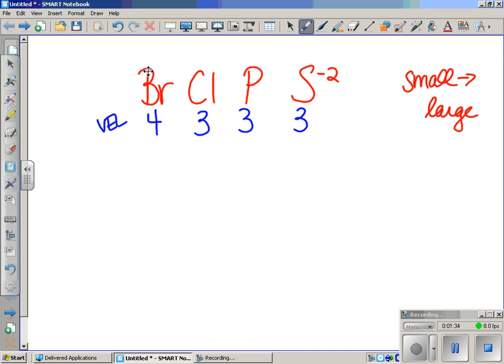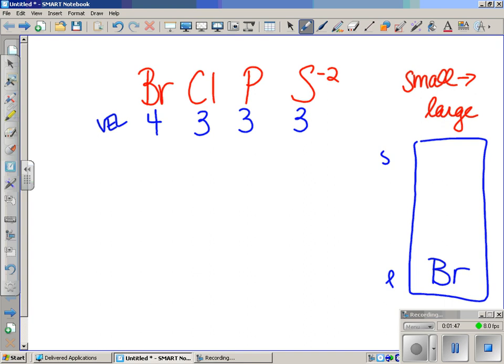Okay, so if we're going to list these from largest to smallest, I'm just going to put them over here maybe in a box listed from largest to smallest. So this one right here will be the smallest one, this one will be the largest one. I know right away that bromine goes last, that bromine's going to be the biggest because it's fourth energy level. So now I just kind of mark that one off for myself so that I know I'm done with that one. Now I can decide chlorine, phosphorus, and sulfide based on not valence energy level, but we'll look at protons.